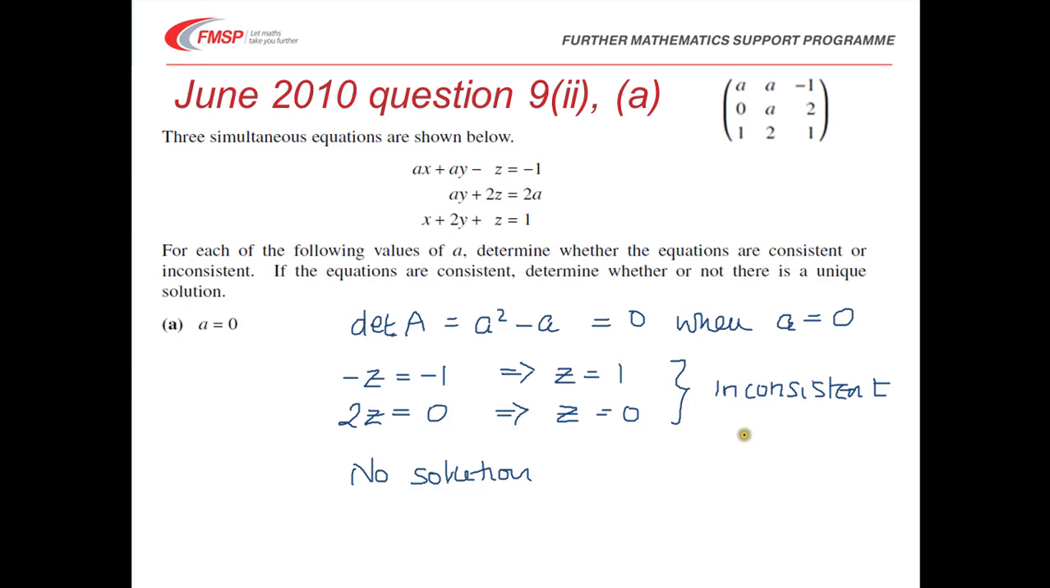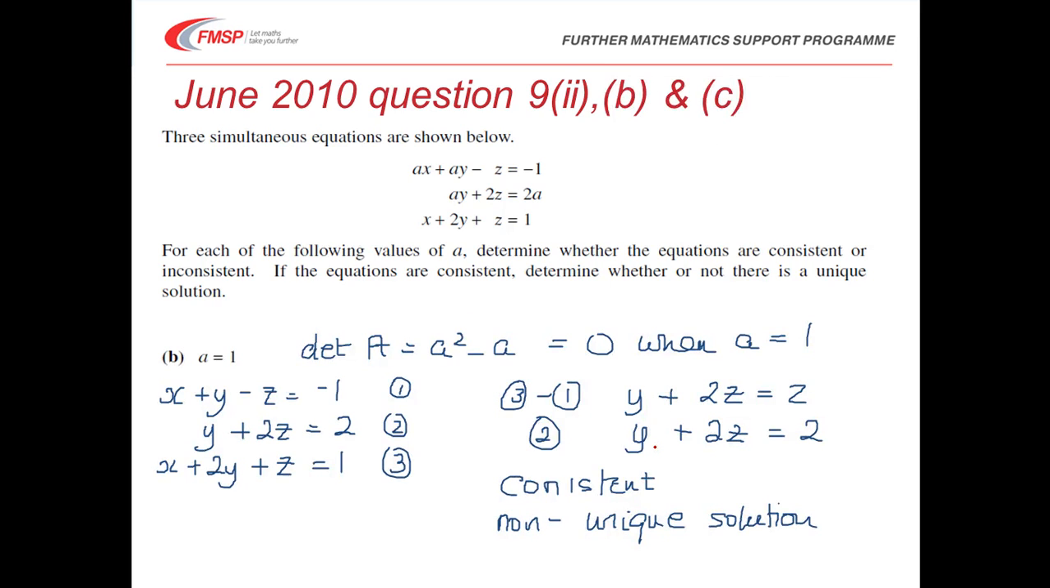So in that first one, you got a method mark for getting these equations here, and you also then got an accuracy mark for saying that they were inconsistent and no solution. Similar sort of thing in part B. You got a method mark here for showing that there was a sort of repeated solution, and you got an accuracy mark for saying that they were consistent or a non-unique solution.